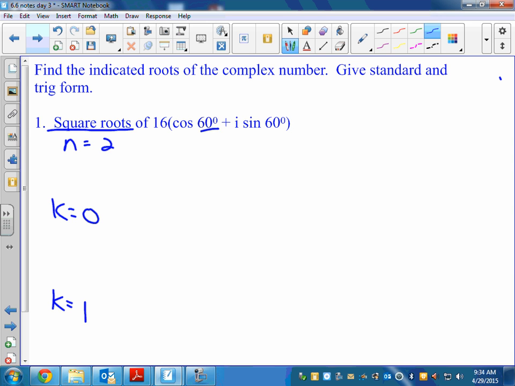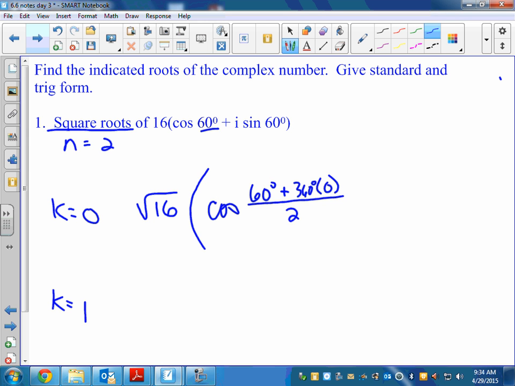So if I was going to do this, I'm going to say the square root of 16 times, and I'm going to show lots of work this time, cosine of theta plus, k is 0, so it's 360 times 0 all over n, because it's a square root, n is 2. If you just know this is 0 and you automatically take 60 divided by 2 and say 30, that's okay too. But I just want to show you that that's what the formula is saying.